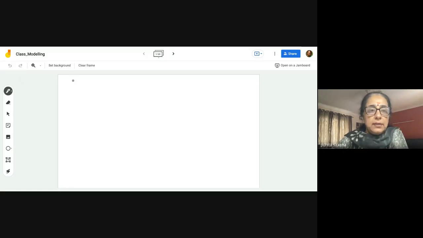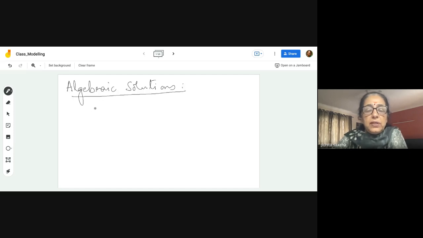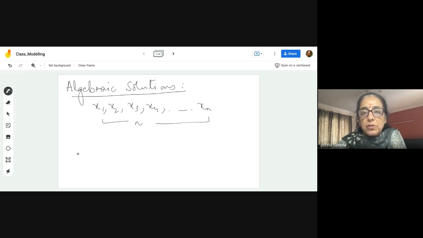Now we've already discussed the graphical methods. Now we'll be talking of the algebraic solutions. When we talk of algebraic solutions, that means we are assuming that we have at least three variables. Otherwise, we could have solved them graphically. So let us assume that we have n number of decision variables with us.